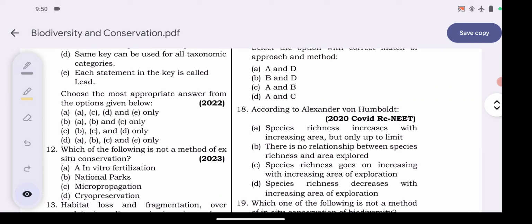Question number 12. Which of the following is not a method of ex situ conservation? Not a method, okay? A. In vitro fertilization. B. National park. C. Micropropagation. D. Cryopreservation. So here the answer will be option B, national park, because national park is an in situ conservation, not an ex situ conservation. And micropropagation, cryopreservation and in vitro fertilization are methods of ex situ conservation.